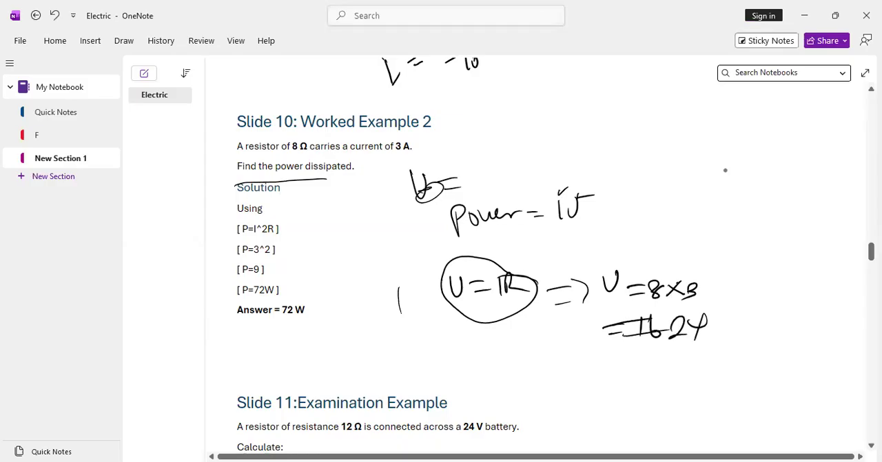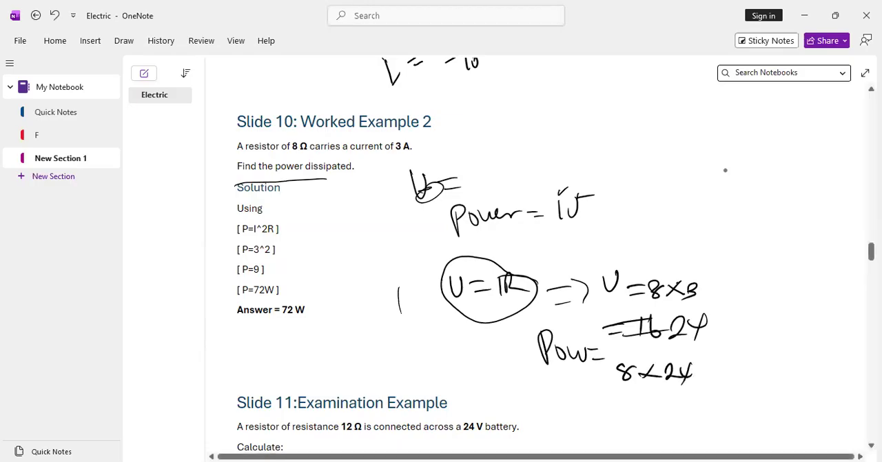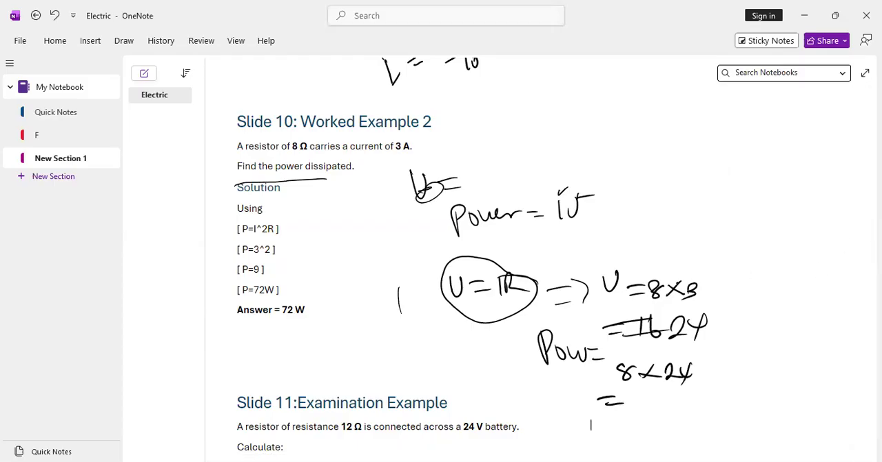So the power now is equal to IV. The current is still 8 multiplied by 24. So now I have that the power is 8 multiplied by 24.